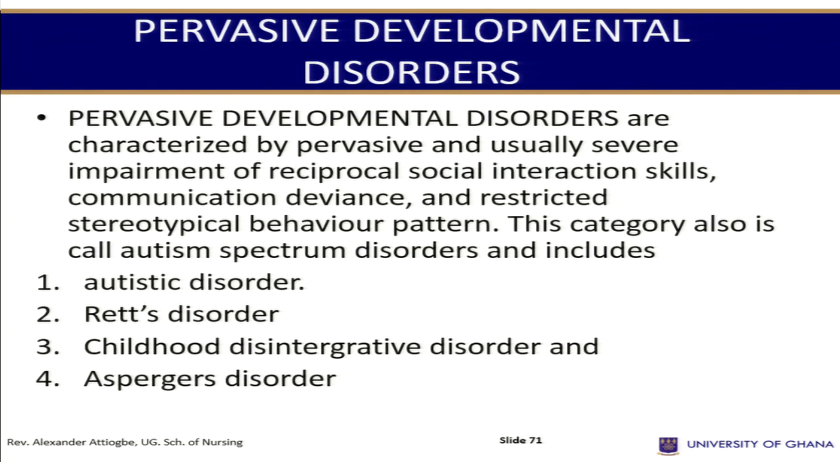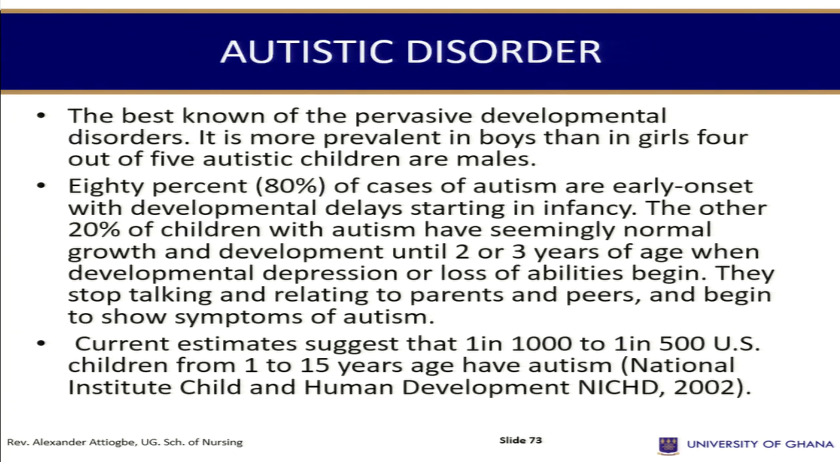Pervasive developmental disorders are characterized by pervasive and usually severe impairment of reciprocal social interaction skills, communication deviance, and restricted, stereotypical behavior patterns. This category is also called autism spectrum disorders, and includes autistic disorder, Rett disorder, childhood disintegrative disorder, and Asperger's disorder. But for this class, we only look at autistic disorder. That is autism. So let's look at autism.